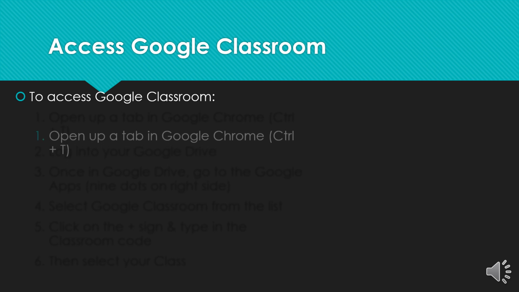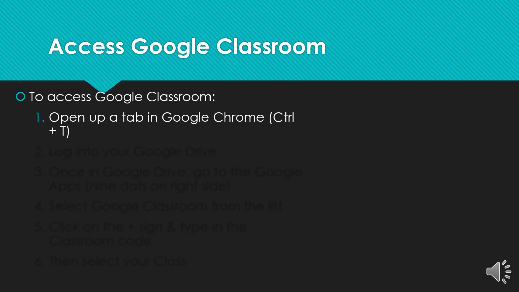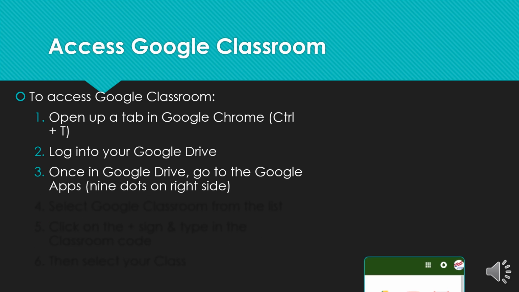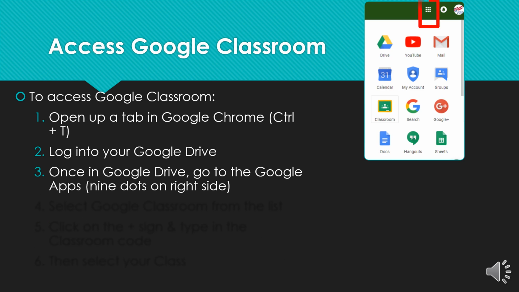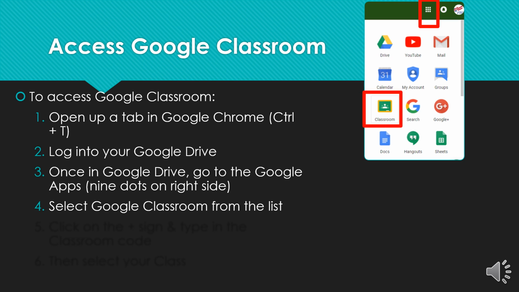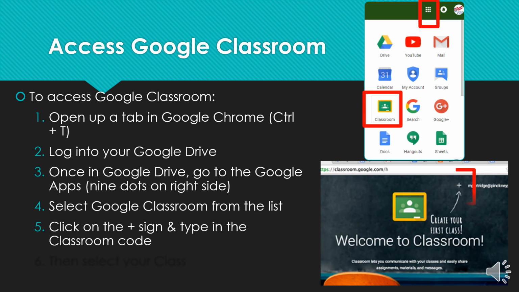Accessing Google Classroom. Open up a tab in Google Chrome. Log in to your Google Drive. Once in Google Drive, go to the Google Apps, that would be the 9 dots on the right side at the top. Then select Google Classroom from the list. Click on the plus sign and type in the classroom code that your teacher will give you. Then select your class.